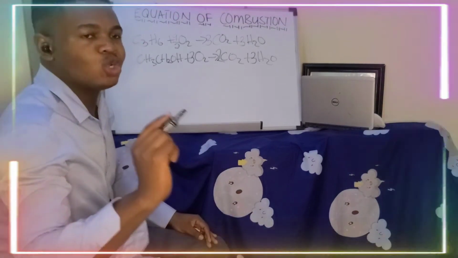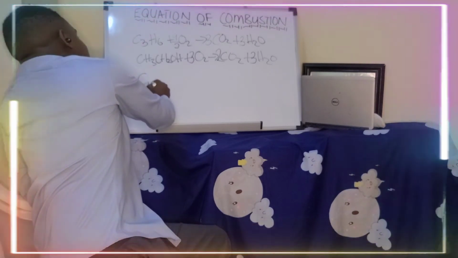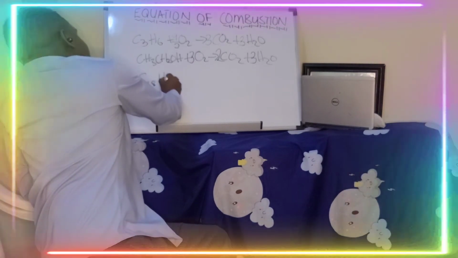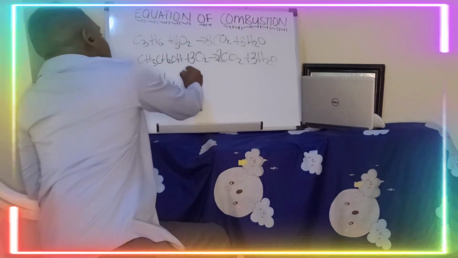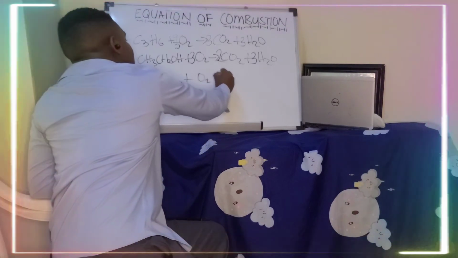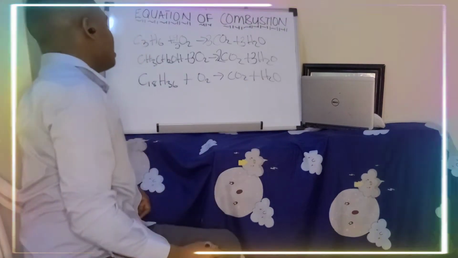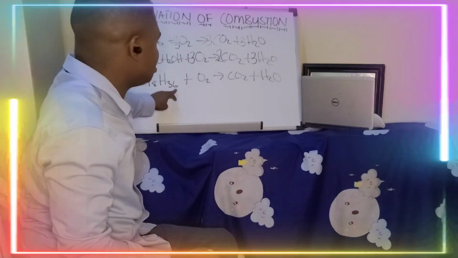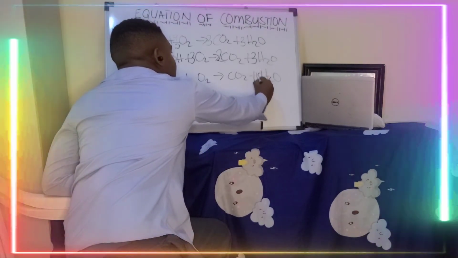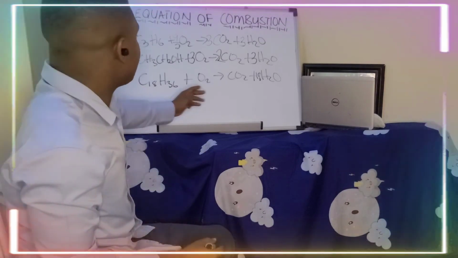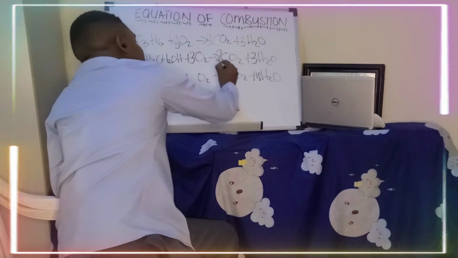Okay, now I want to show you something. Let's say you have got maybe C18H36. So you will do the same rule. You will add the oxygen and then you get carbon dioxide plus H2O. How many hydrogens do we have this side? We have got 36 hydrogens. So you're going to put 18 here. When you put 18 there, now how many carbon atoms? We've got 18 carbon atoms. So we are going to put 18 there.